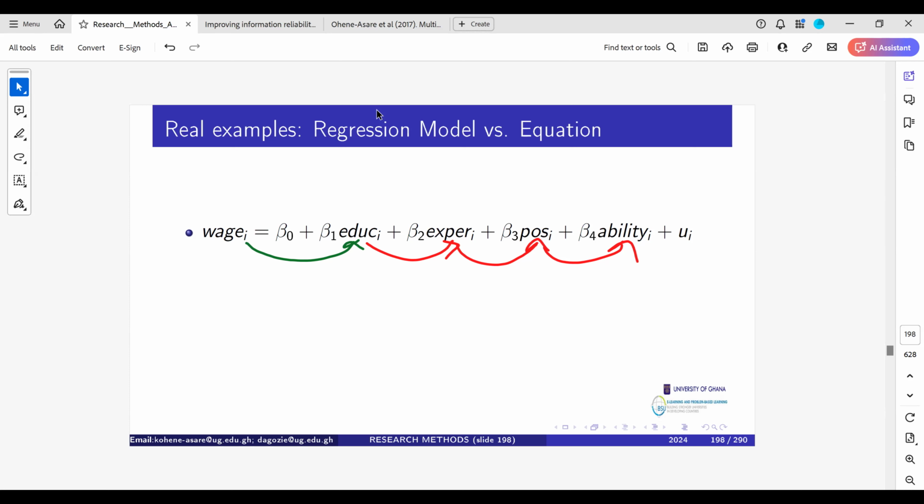Doc, please, you said a regression model is specified, and the equation is what? It's written. Okay, thank you so much.